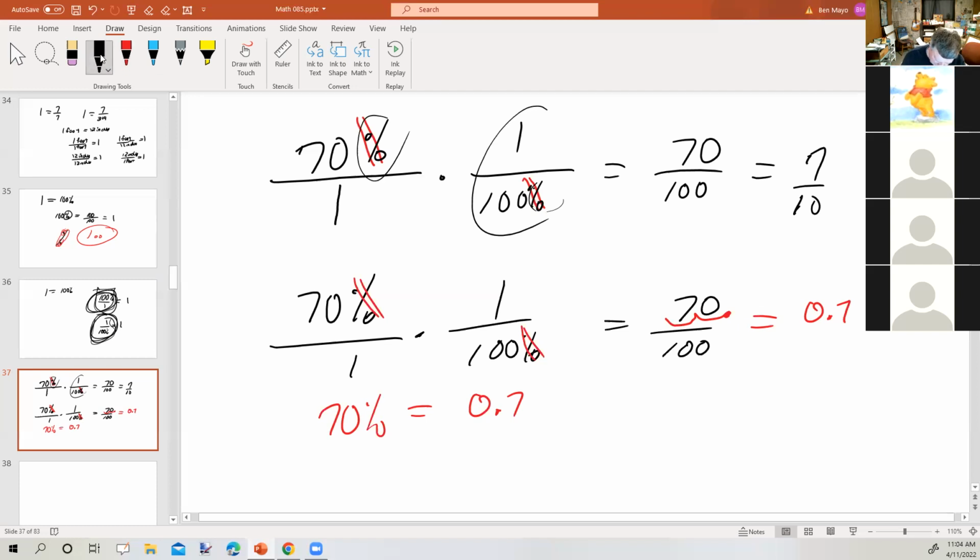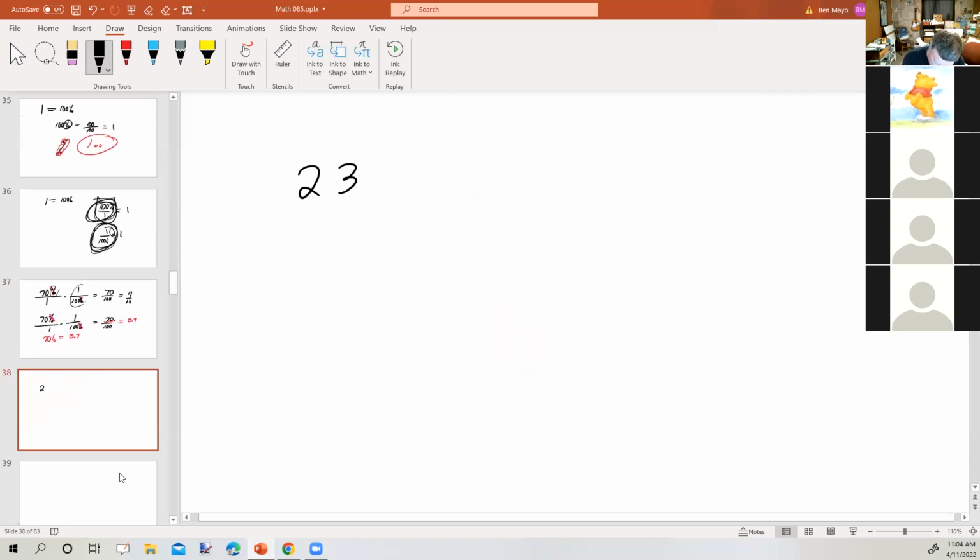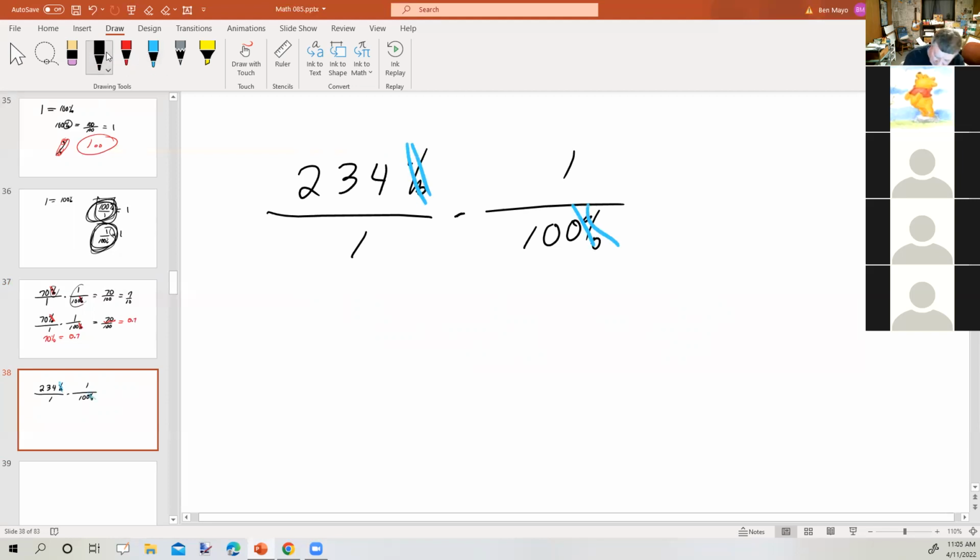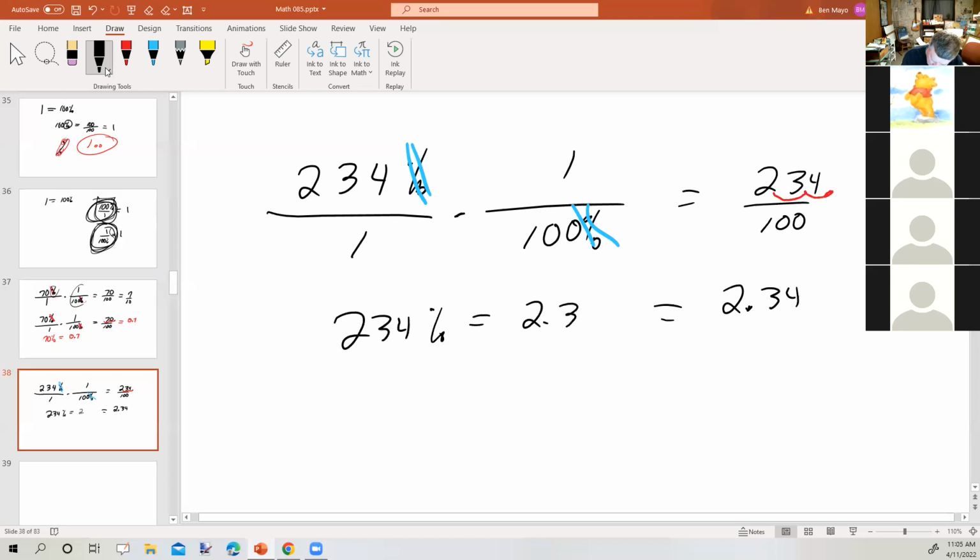Okay. How about 234%? I want to convert this into a decimal number. So I'm going to multiply by 1 over 100%. That will get rid of the percent sign. So now I've got 234 over 100. But dividing by 100 would move the decimal point 2 places to the left. So I've got 2.34. So 234% is 2.34.